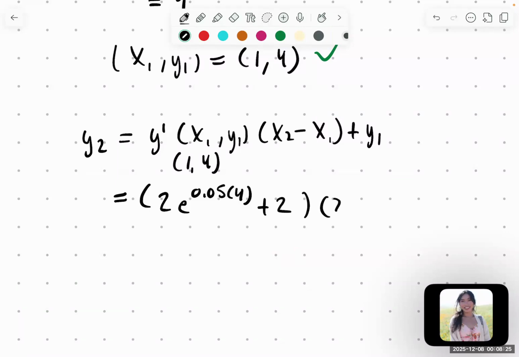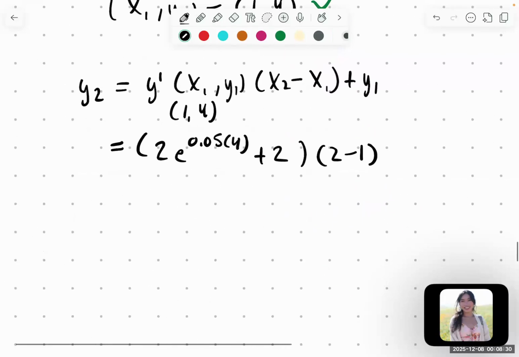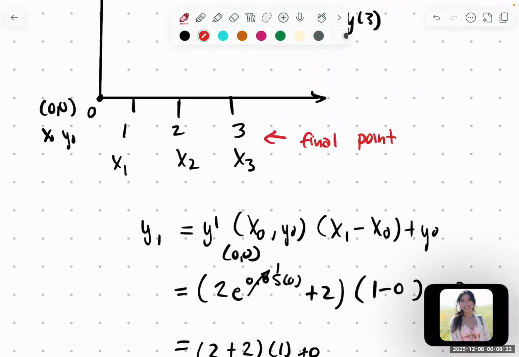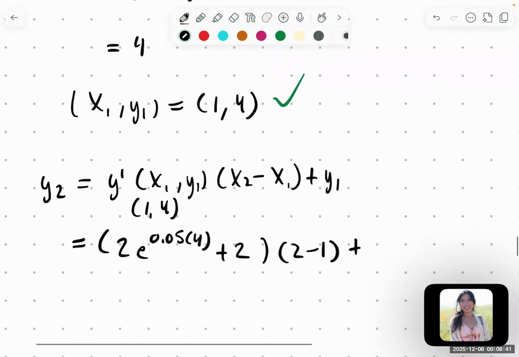And then we're going to have 2, because x2 is 2, 2 minus 1. I got that from right here. When I refer to my x1, x2, and x3, I'm referring to these numbers. And then it's going to be plus our y1, which is just 4.